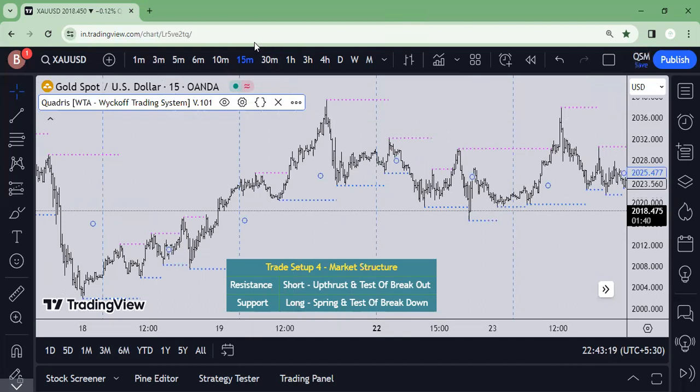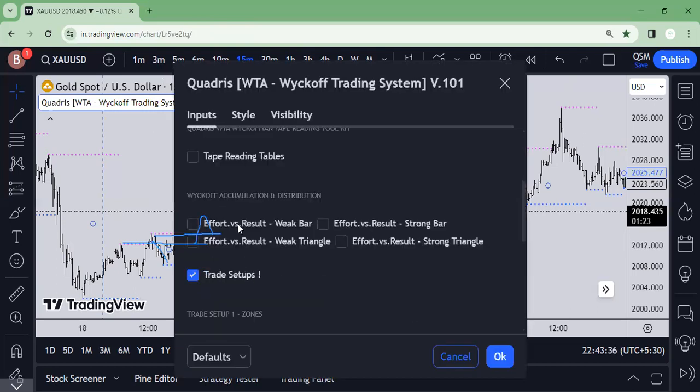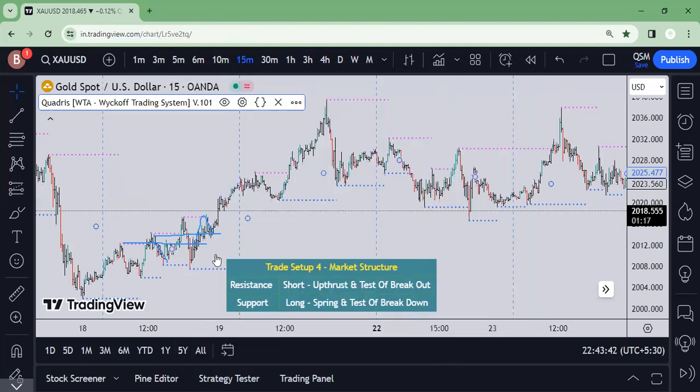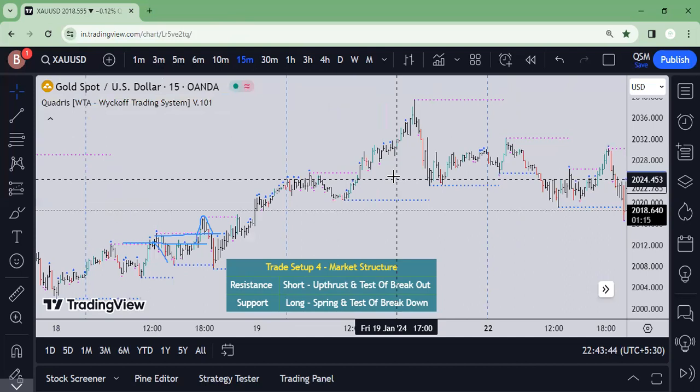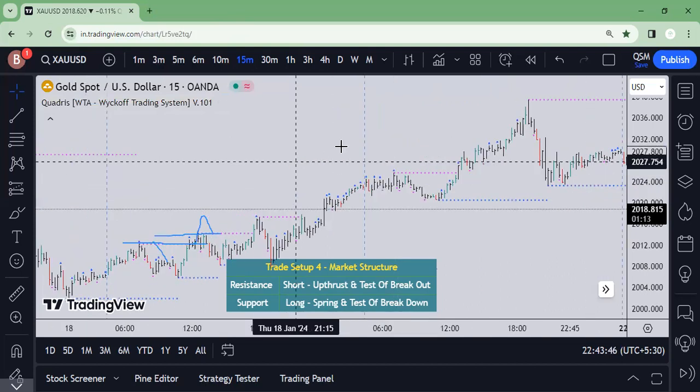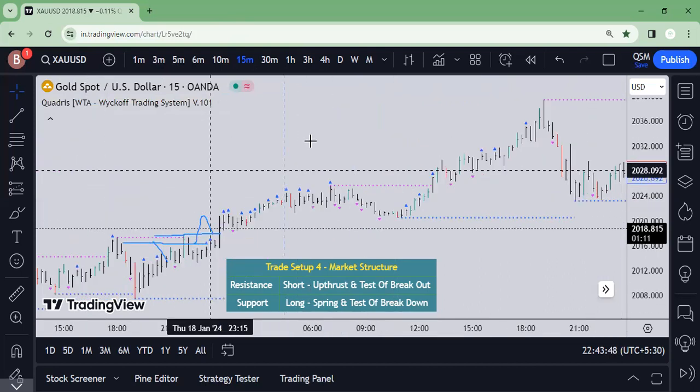Like for example here, this was a level, we have upthrust. Again we have this level, breakout, test of the breakout. Here you have to use, what do you have to use over here? Either you use strong and weak for understanding which side the market was planning to head actually.